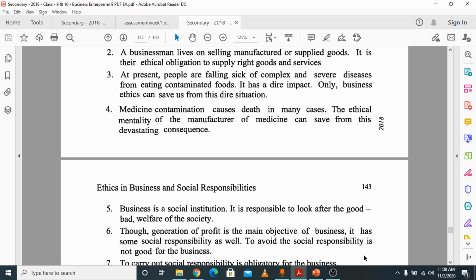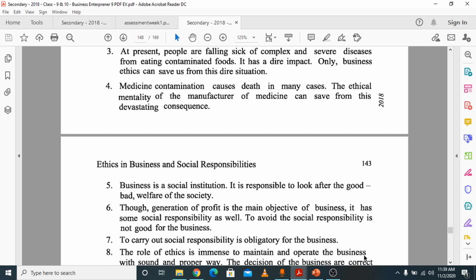Medicine contamination is a very common problem in our country or any other country. So it can also be removed. This contamination can be removed by practicing ethical values in the business.